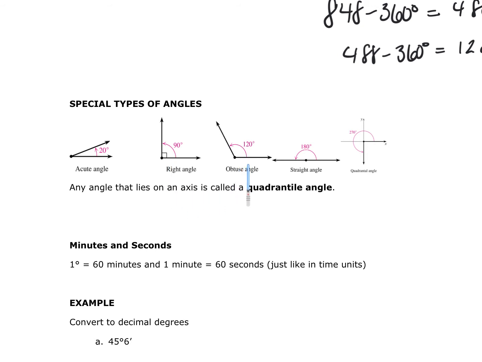Obtuse angles are bigger than 90 and less than 180. And then, of course, the straight line, which is 180. Quadrantal angles is something else we're going to talk about, and it's a quadrantal angle anytime I land on an axis. So a right angle, a straight line, the 270, and the 360 are all considered quadrantal angles because they land on an axis.